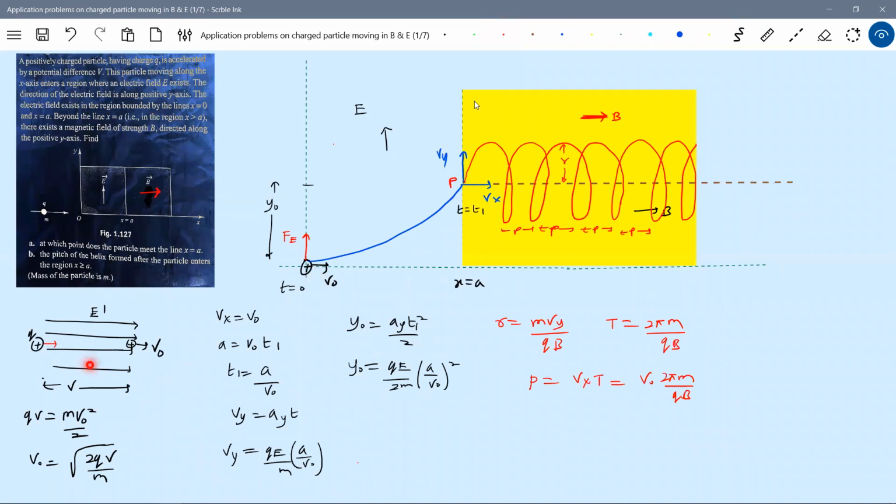So what are the types of questions? If I vary this accelerating potential, V naught will change, and the pitch will change. I think match the following. They may ask you such questions here. So now you substitute that V naught. This will become 2 QV by m. Like this, you can further simplify this one. So this is the pitch of the helix.